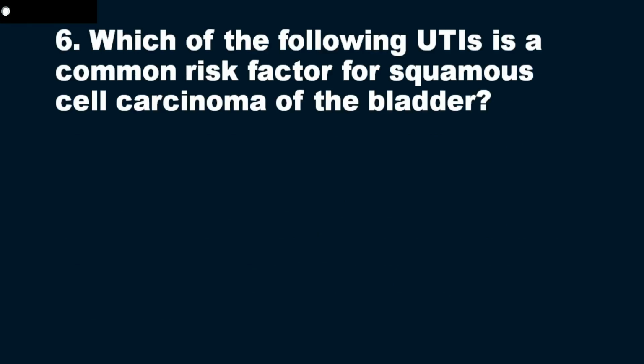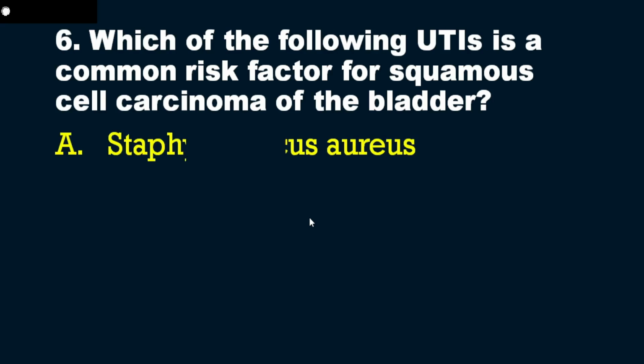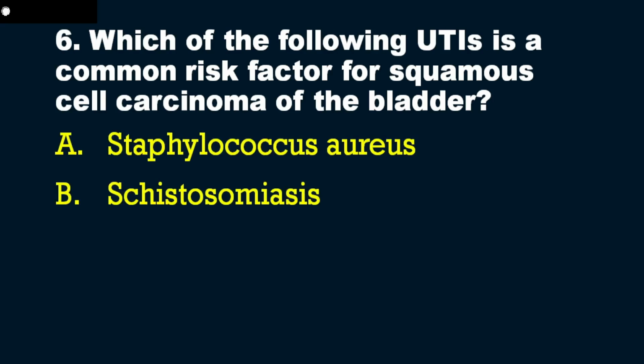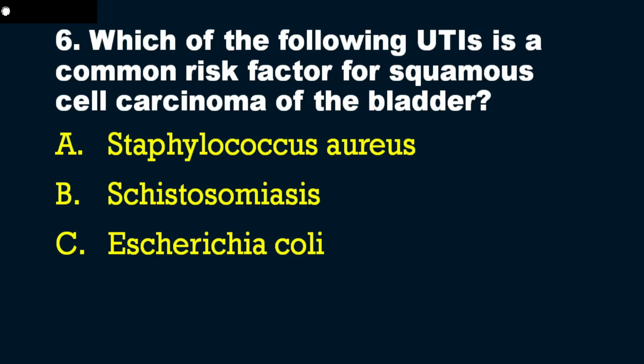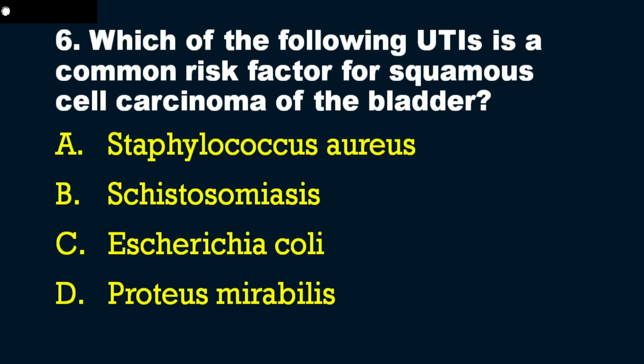We can see the sixth question in our series. Another important question: which of the following UTIs is a common risk factor for squamous cell carcinoma of the bladder? Here the question is regarding a UTI: which organism is causing the UTI, and which organism is a common risk factor for the development of squamous cell carcinoma of the bladder? The options are option A, Staphylococcus aureus, option B, schistosomiasis, option C, Escherichia coli, and option D, Proteus mirabilis. You should be very careful with this question.